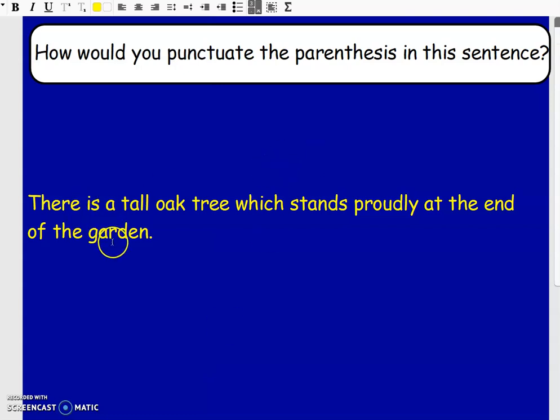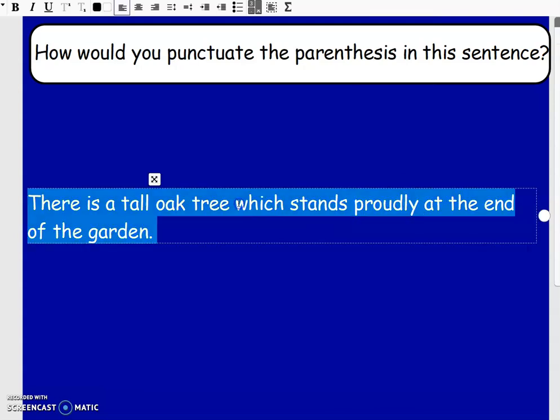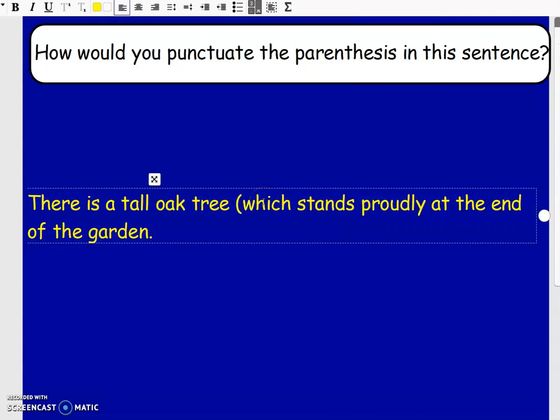Okay, so there is a tall oak tree which stands proudly at the end of the garden. So, where's the sentence that makes sense by itself? And where's the added information, the bit that gives some extra info? There is a tall oak tree which stands proudly at the end of the garden. So I would put it here. I'm going to use brackets this time, I think.